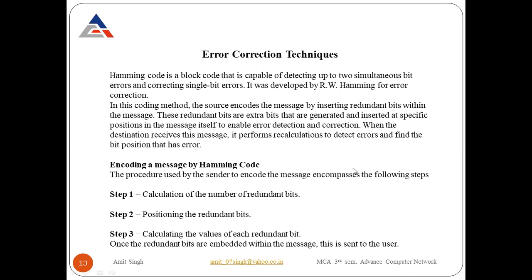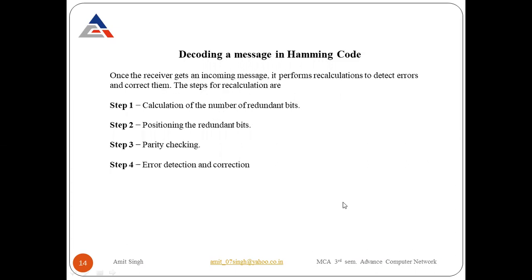Once the redundant bits are embedded within the message, it is sent to the users. After completing these three steps, we have a new text. Now we are going to send that message to the receiver side. Clear? Now we send the data. Now the data is received by the receiver side. What will happen at the receiver side? Now they are going to decode the message. At the sender side, we encode the message, and at the receiver side, we decode the message.